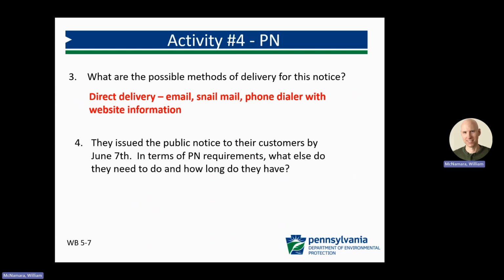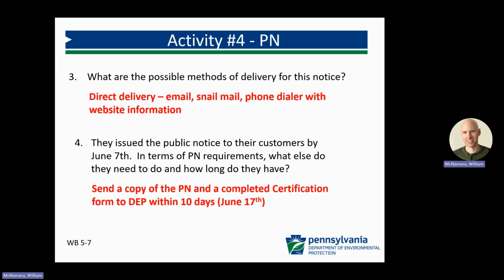They issued the public notice to their customers by June 7th. Didn't waste any time. In terms of the public notification requirements, what else do they need to do and how long do they have? We were focused on the idea here that the water system has to send a copy of the PN and a completed certification form to DEP within 10 days of when they issued it. So that'd be June 17th.